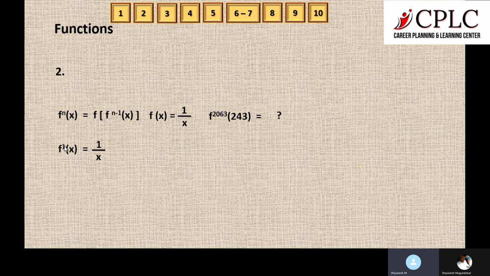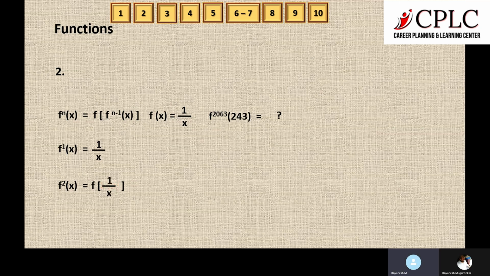So obviously in this main equation, whenever you start solving, you are going to take the value of n as 2, because you have the value of f1 of x. So take the value of n as 2. So you get f2 of x. Substitute this value of n as 2 in this as well as on the right side. Whenever you substitute n as 2 in this equation, you will get f of f1 of x. Now f1 of x we already know, which is 1 by x.